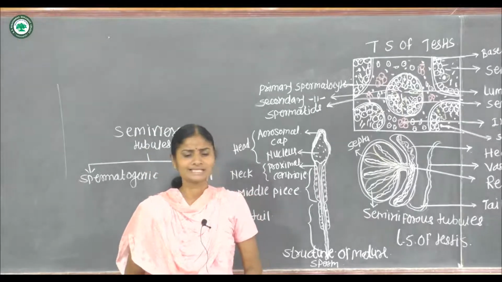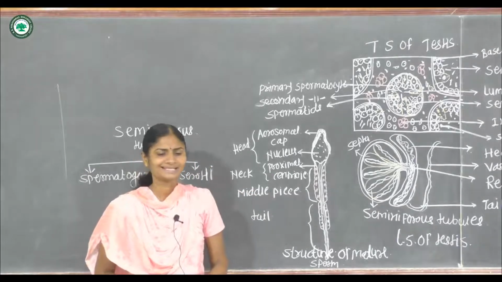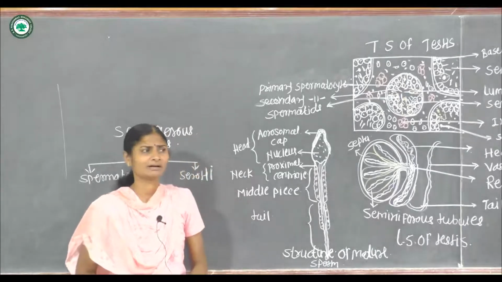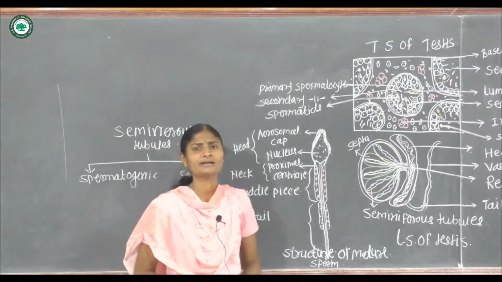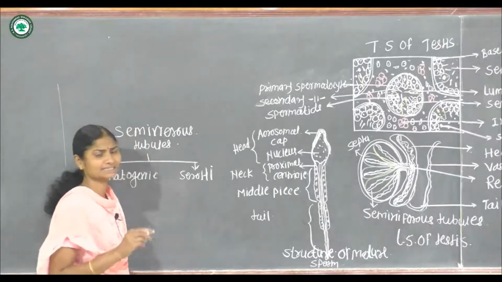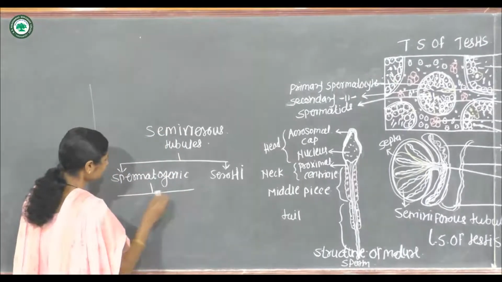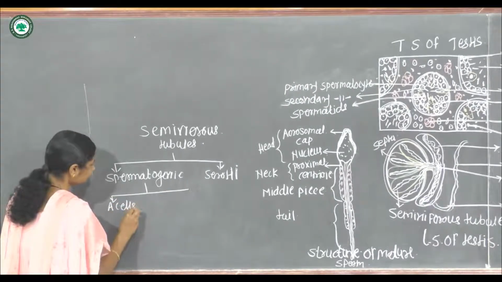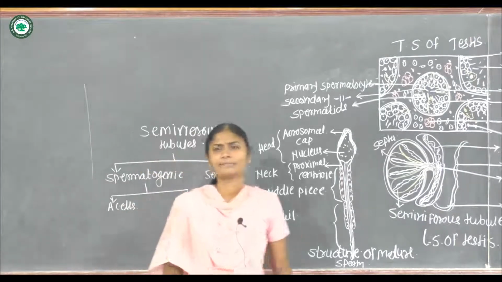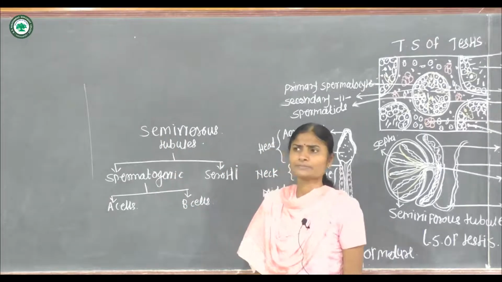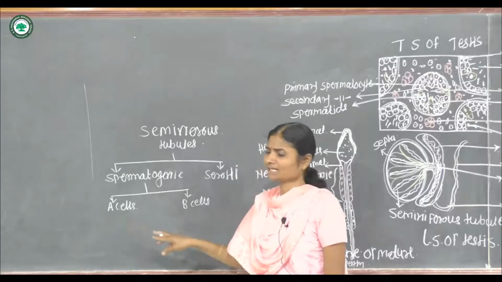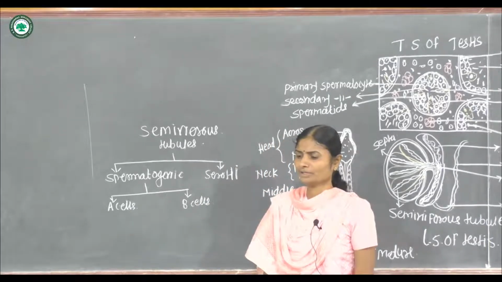These are primitive germ cells, from which spermatogonia are derived. They are round, cuboidal in shape with a spherical nucleus. These cells are again of two types in man and monkey: A cells, also called stem cells, and B cells, also called derivative cells.